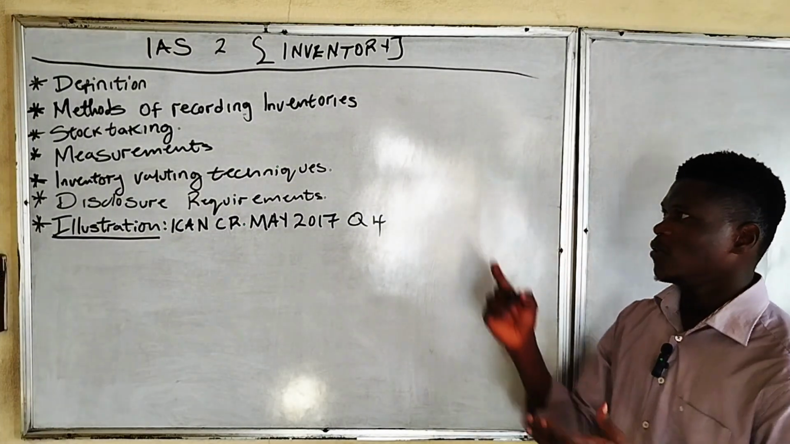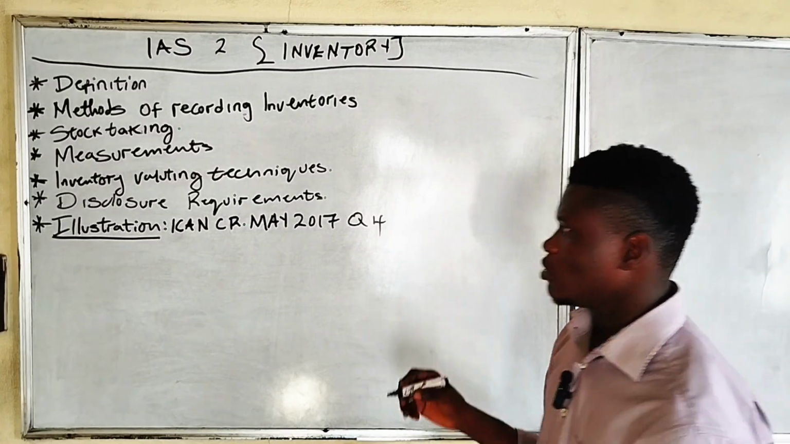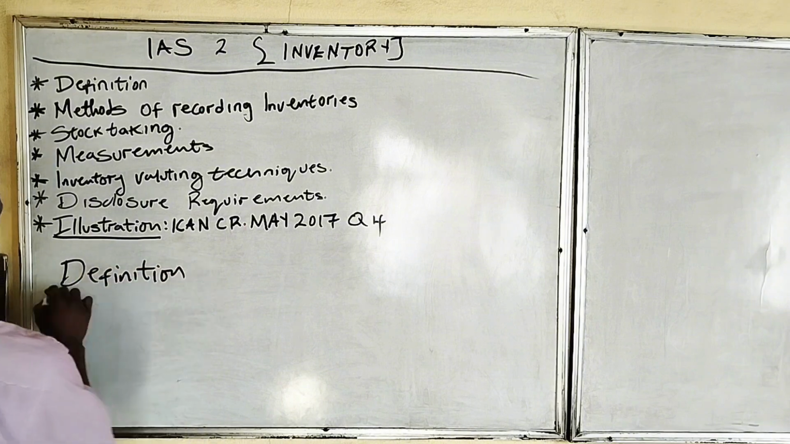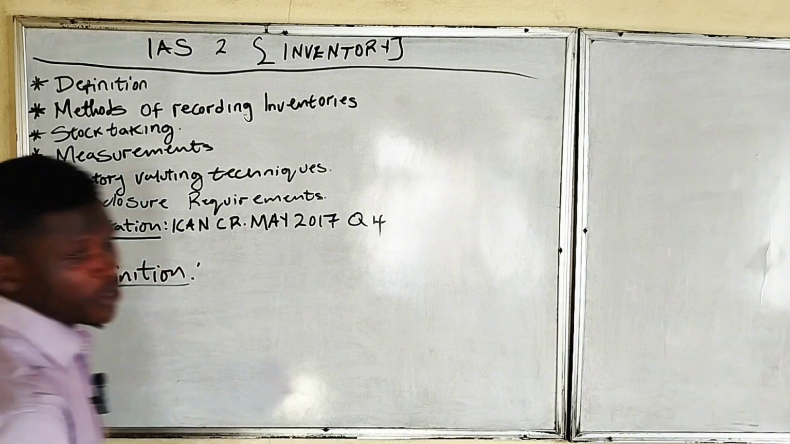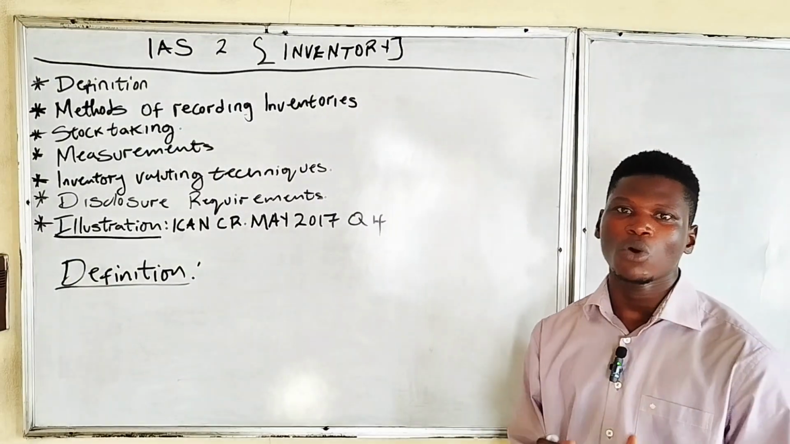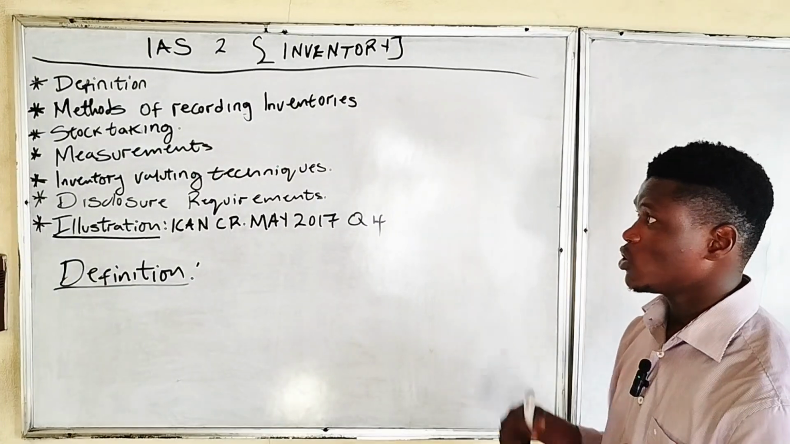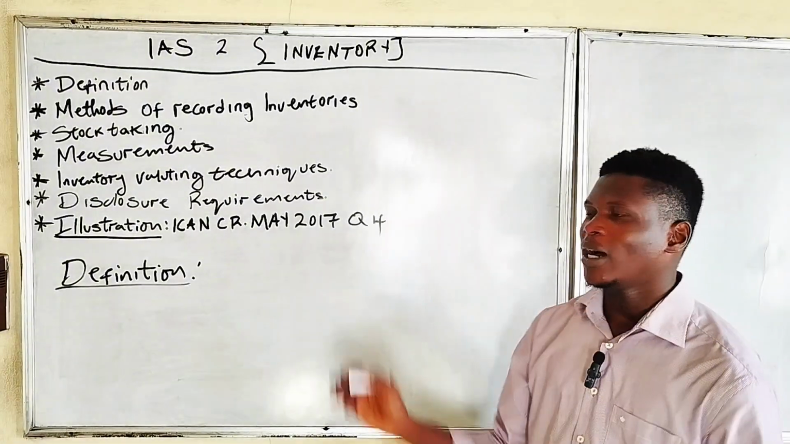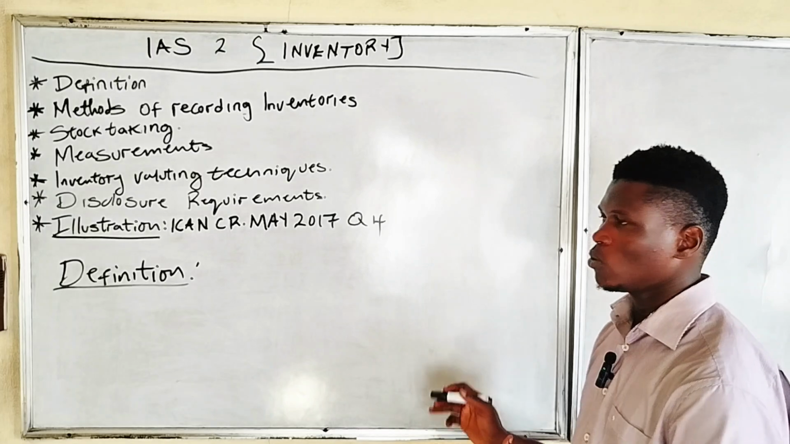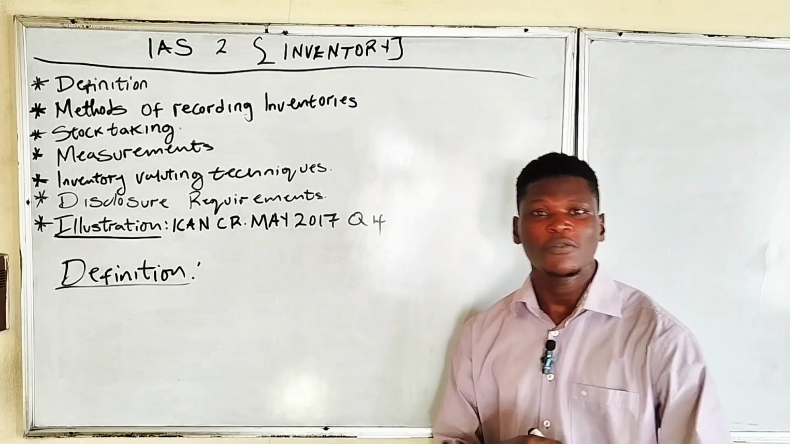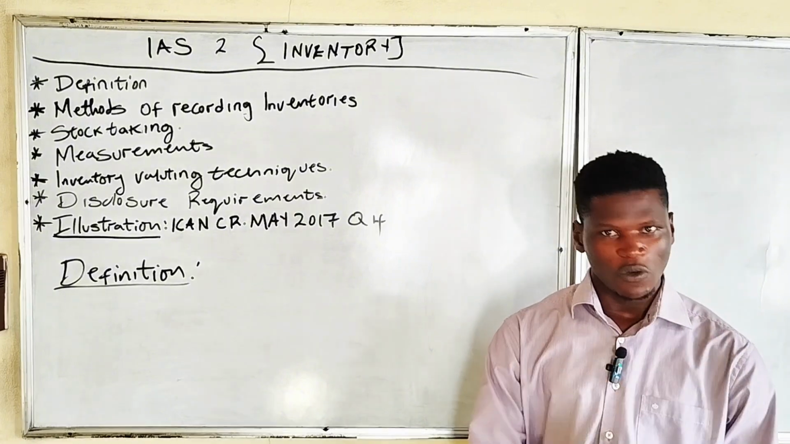So starting with the definition. Inventories are regarded as assets held for sale in the ordinary course of the business. I think we've mentioned something like this before in the first class. So inventories are assets held for sale in the ordinary course of the business. But it means several things. It means different things to different sets of business.